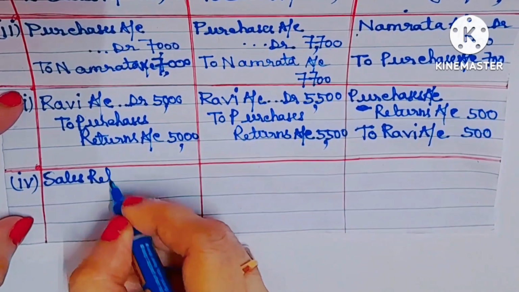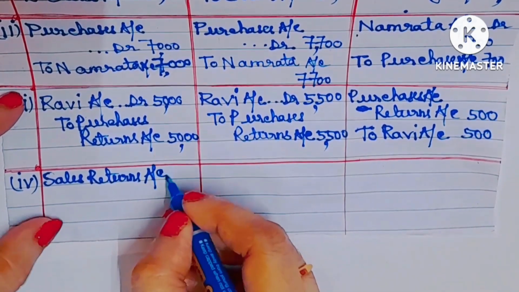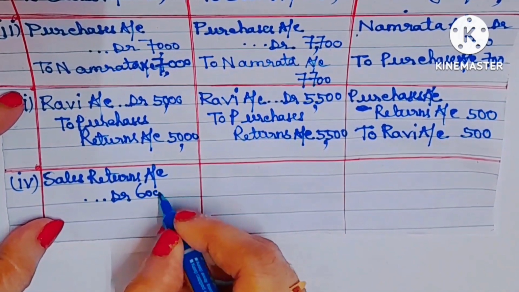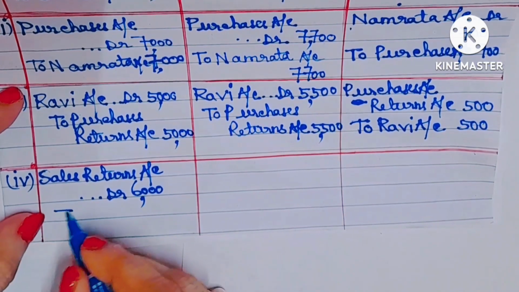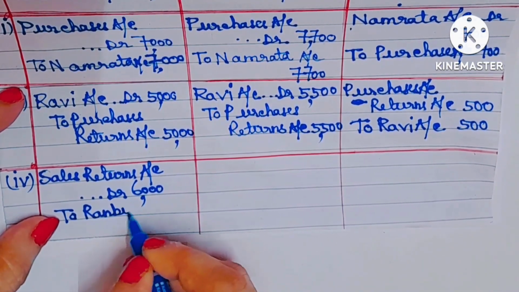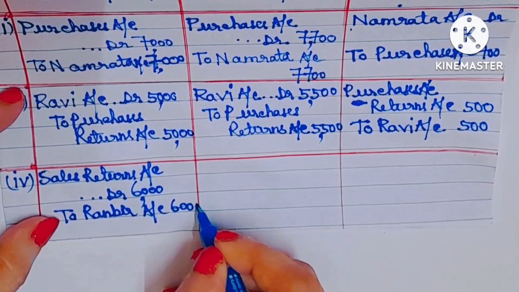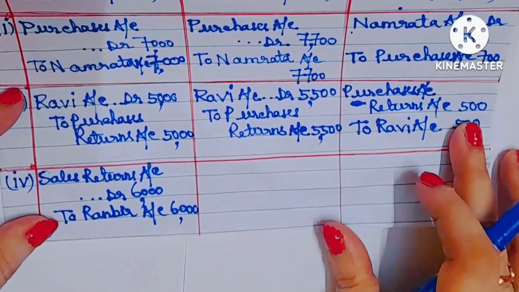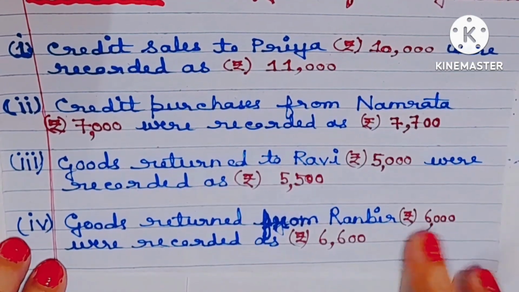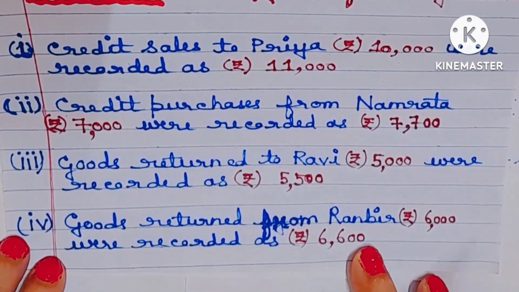Sales returns account debit 6,000 to Ranveer account 6,000. Now what is the wrong entry? Let's see the problem again. Number 4. Goods returned from Ranveer rupees 6,000. We have done this. Were recorded as rupees 6,600. This is the wrong part.